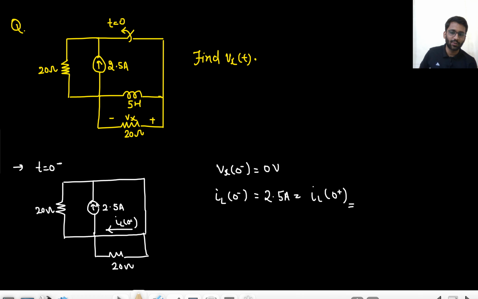But at t equals to 0 minus, what was the case? This current was going from here. Now it sees the short circuit path. It goes here, it goes here, it goes here, and then returns back from this path. It flows like this when it was shorted.